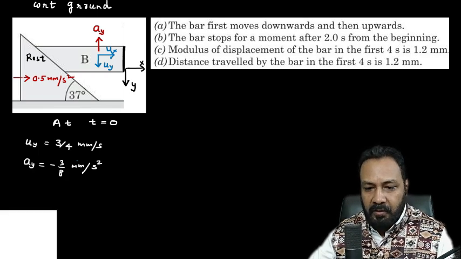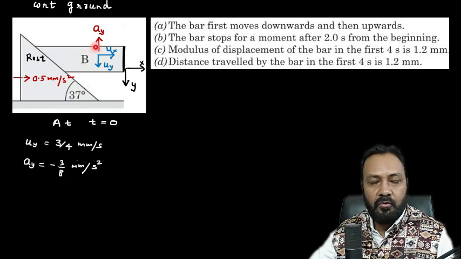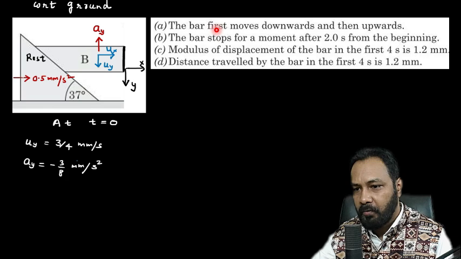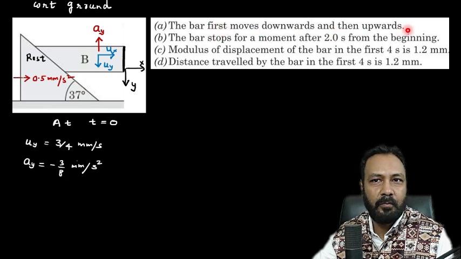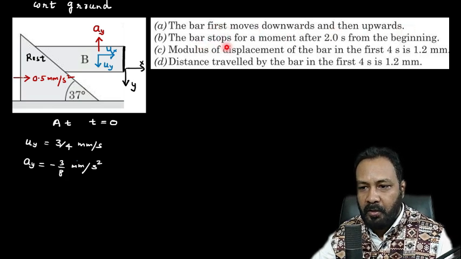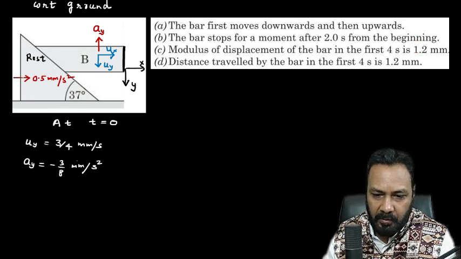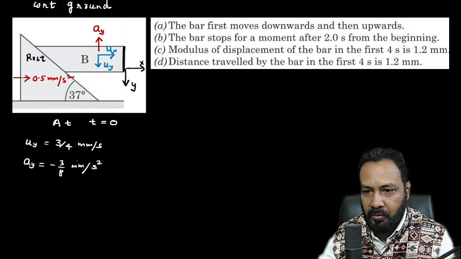So this is a classical case of turning. The acceleration is uniform and the initial velocity is opposite to the uniform acceleration. So this wax bar along the y direction will go down, reach a momentary stop, and then turn back. Turn back means turn up. The first option, that is perfectly alright: the bar first moves downwards then upwards. So this is a correct option.